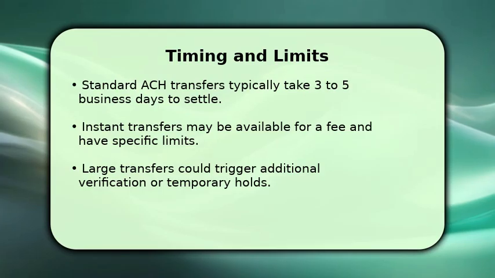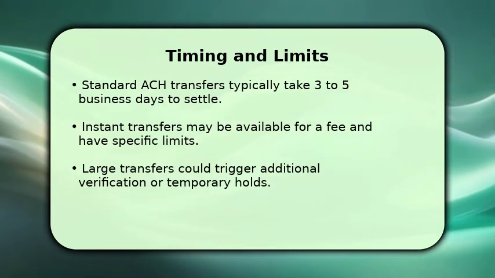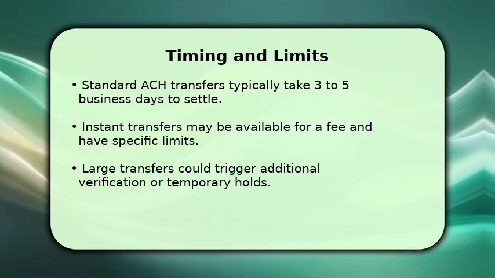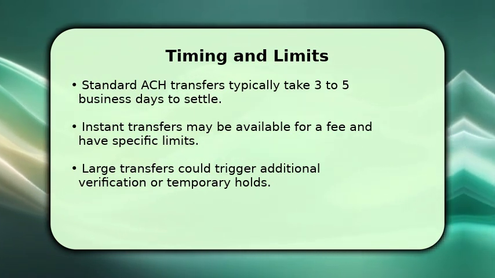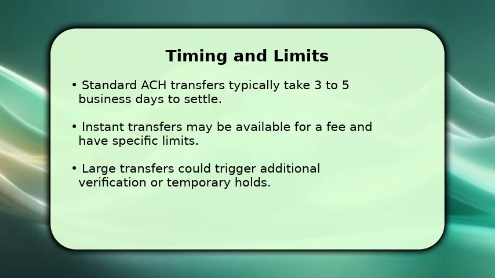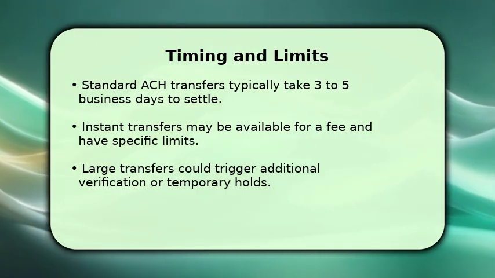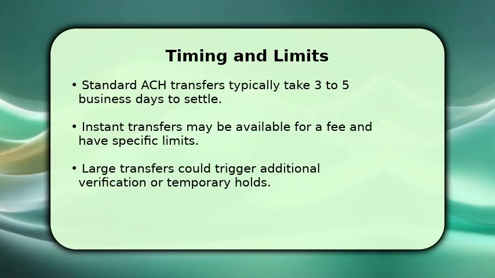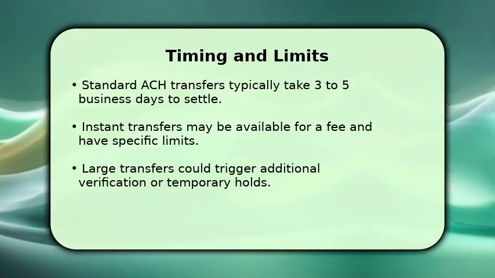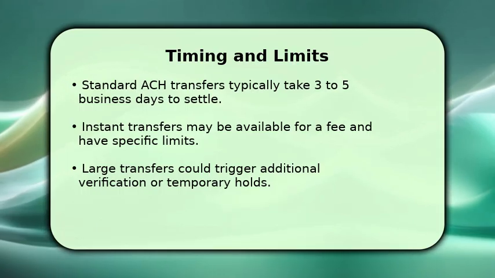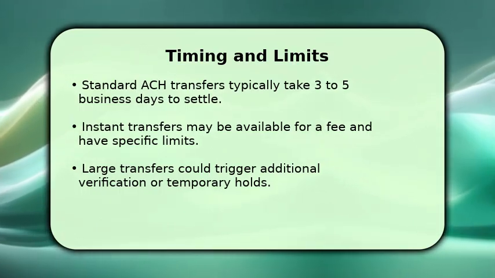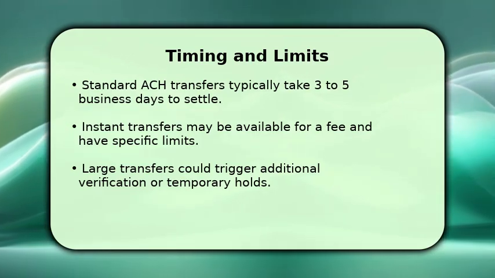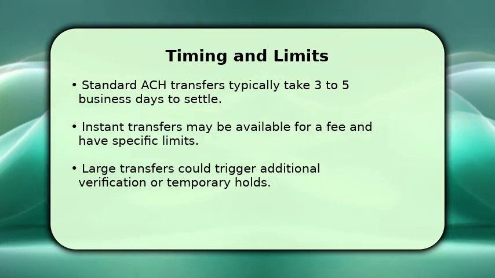Plan transfers with settlement timing in mind to avoid cash shortfalls. Standard ACH moves typically take 3 to 5 business days, while instant transfers may post faster for a fee and within set limits. For amounts approaching daily or monthly caps, expect added verification steps or temporary holds. Keep transfer receipts and check both account activity logs. Contact Robinhood support promptly if a transfer is delayed or flagged for review to resolve issues quickly.